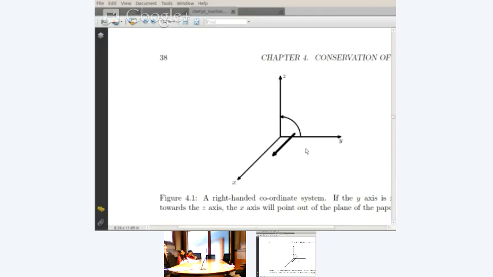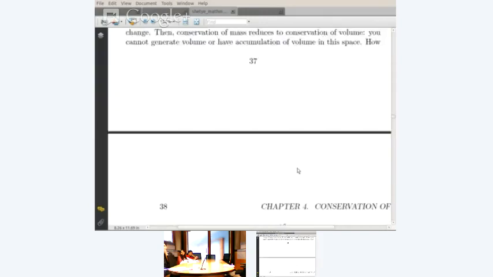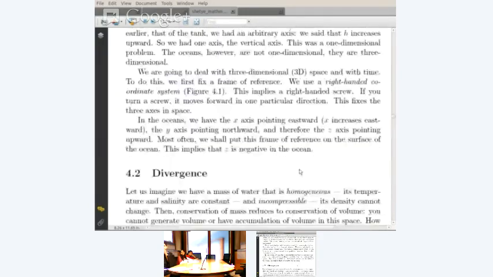So in what we do, we will take the coordinate going west to east as the positive x-axis. X increases eastward, the y-axis will point northward, and if you rotate the x-axis into the y-axis, you find that z has to be upward. So depths in the ocean are going to be negative. We can always write that as positive, but the coordinate z itself is going to be negative in all that we do.